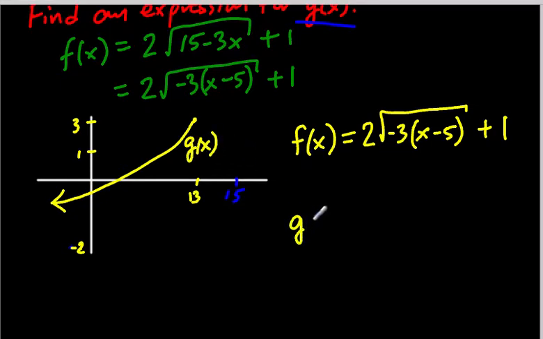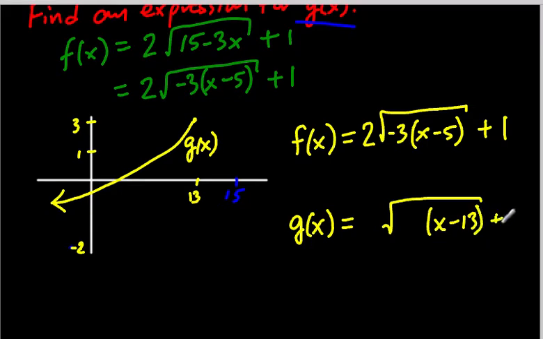So we're going to go to g of x, right? The thing is, what we don't know is... or let me talk about what we do know. What we do know is for g of x, our starting point is (13, 3). So what's going to be here is going to be x minus 13, and then it's going to be plus 3.